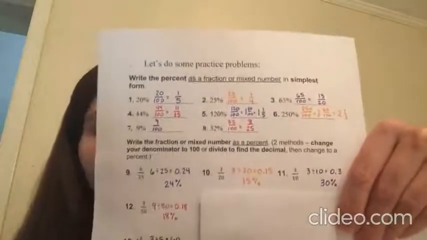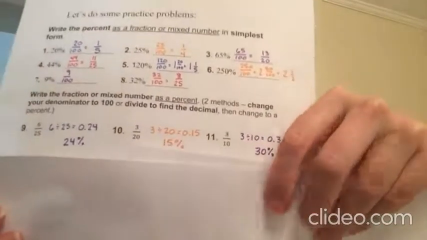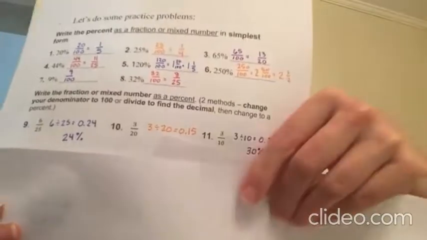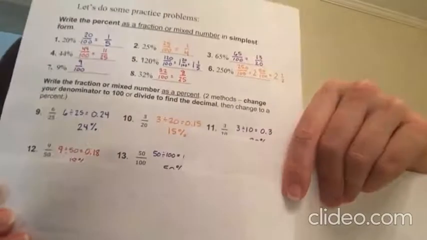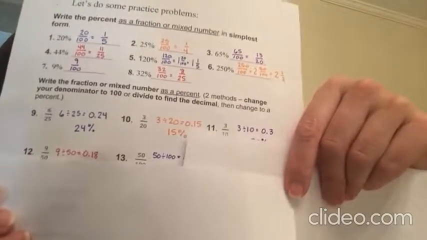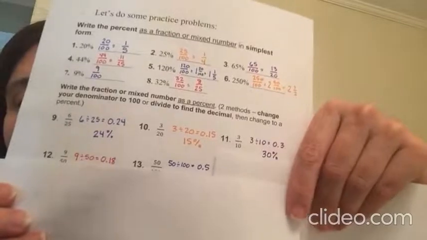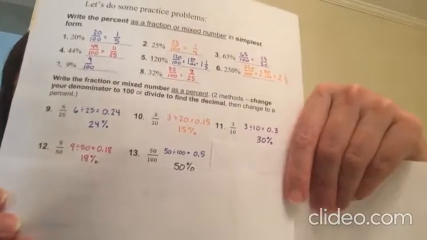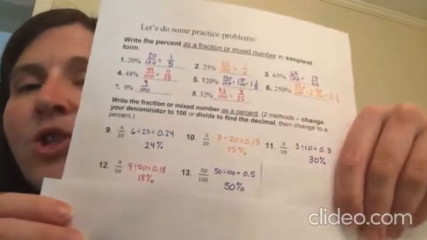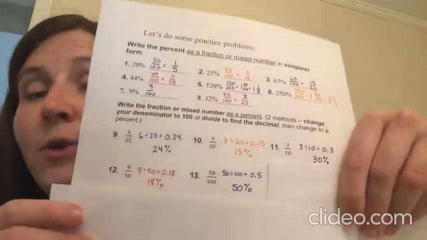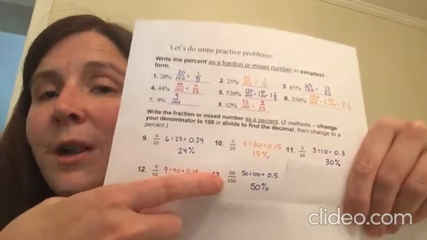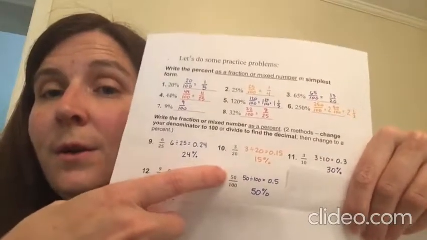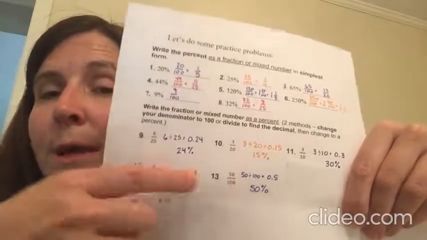On number 13, it's 50 100ths, which means I say 50 divided by 100, and I get 0.5. Times 100 is 50%. Now on this one, you should have been able to go straight to the percent without even dividing, because our denominator is already 100. So our numerator should be what we get for our percentage.